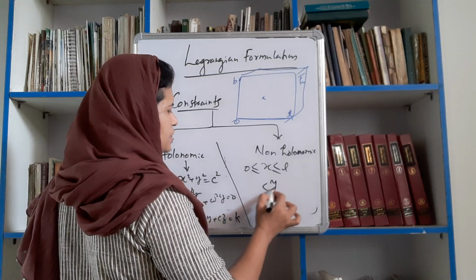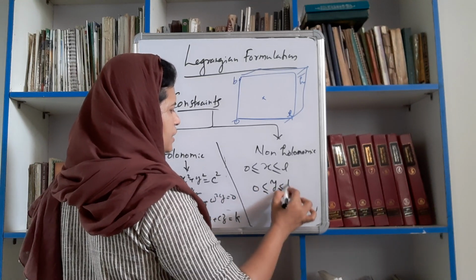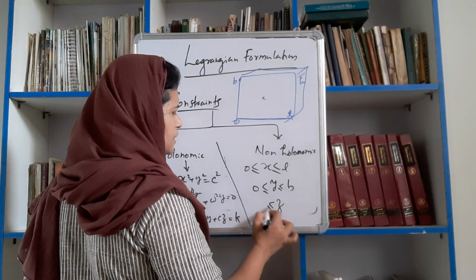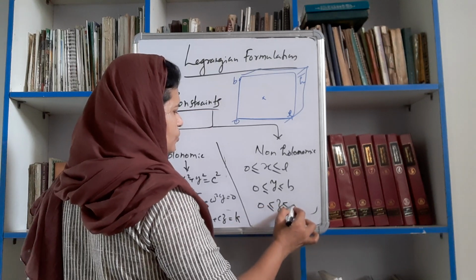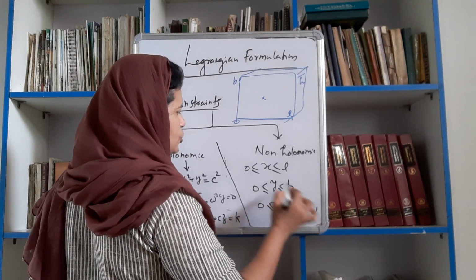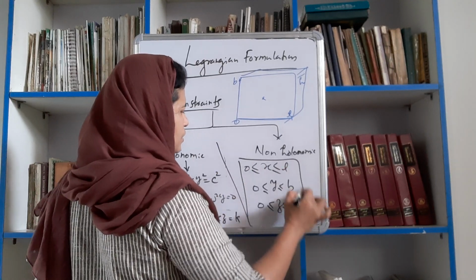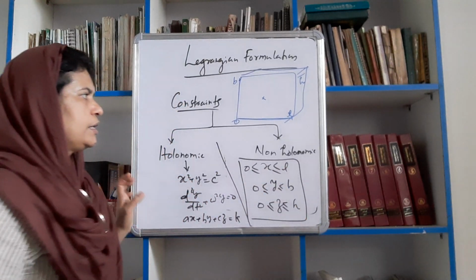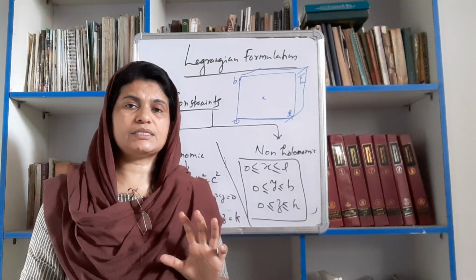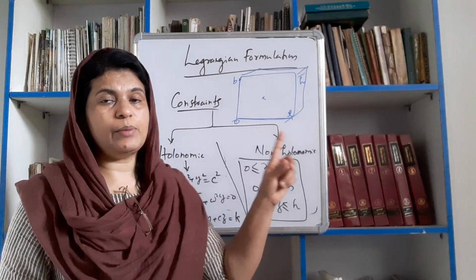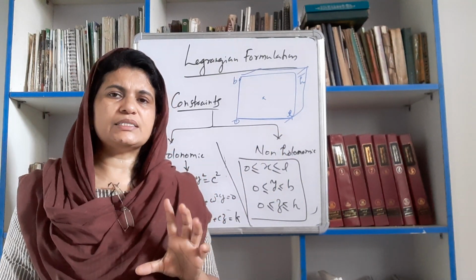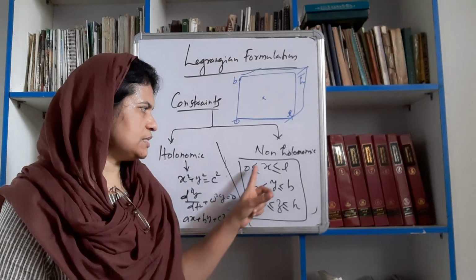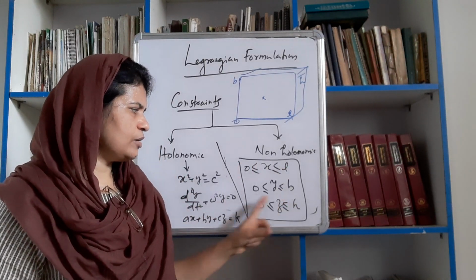Along the y direction, it is in between 0 and breadth B. Along the z direction, it is restricted to move between 0 and thickness h. Therefore, these are the formulae which represent the restricted movements of particles inside a box. The particle inside a box can move only along these, by using these three formulae.